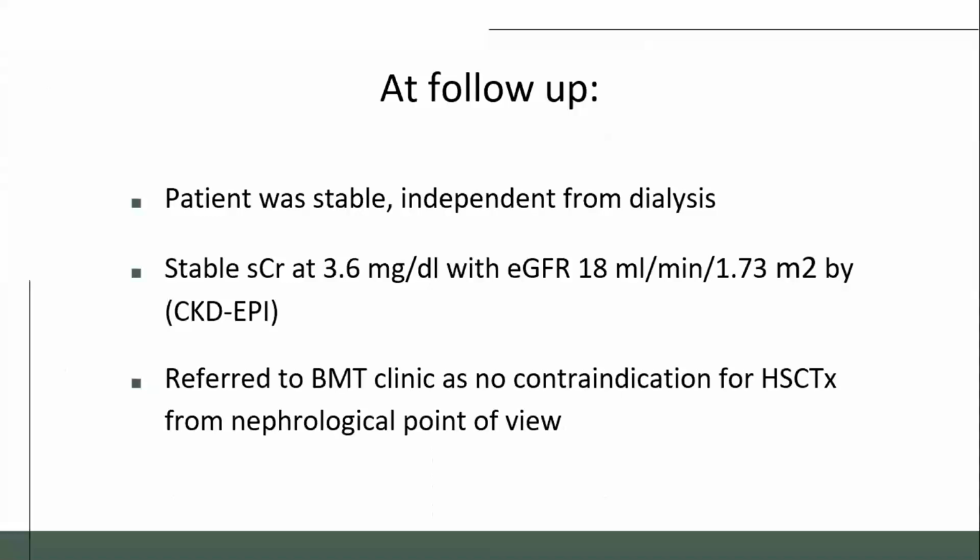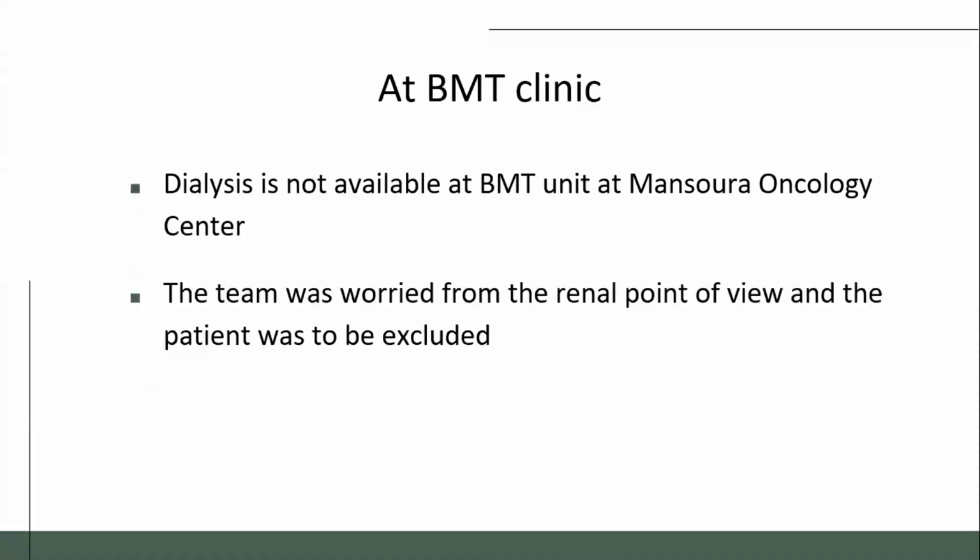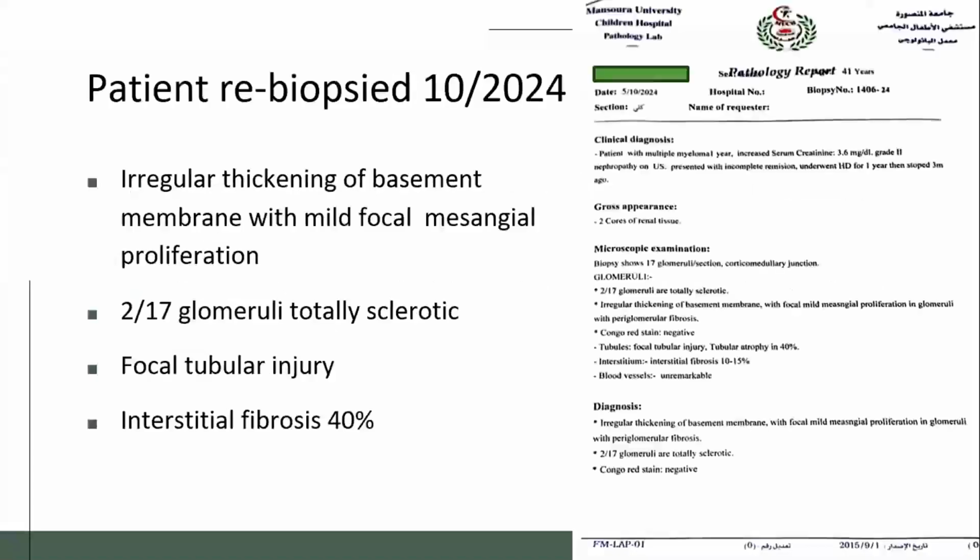So at follow-up, the patient was stable, independent from dialysis. Her serum creatinine was stable at 3.6 milligram per deciliter with an estimated GFR of 18 milliliters per minute by the CKD-EPI equation. She was referred to the bone marrow transplant clinic as there was no contraindication for hematopoietic stem cell transplantation from the nephrological point of view. But unfortunately, dialysis is not available at the bone marrow transplant unit at Mansoura Oncology Center, and the team was worried from the renal point of view, and the patient was to be excluded.